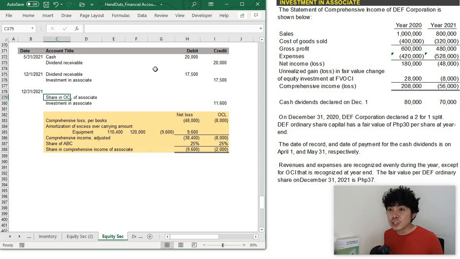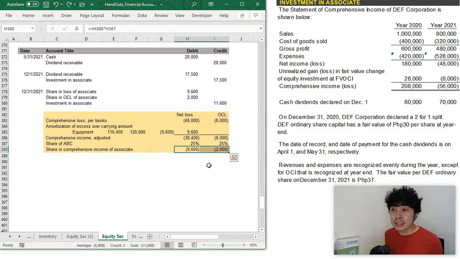So, debit tayo ng share in OCL of associate for 2,000 pesos. Tapos, dito naman sa 9,600, tayo ay mag-debit share in the loss of associate for 9,600 pesos. So, since mga losses to, kaya debit balances itong dalawa. So, hindi ko pwedeng i-record to ng iisang account lang kasi magkaiba itong 9,600 at 2,000 kasi nga itong 9,600 ay sa P&L at itong 2,000 sa OCI.